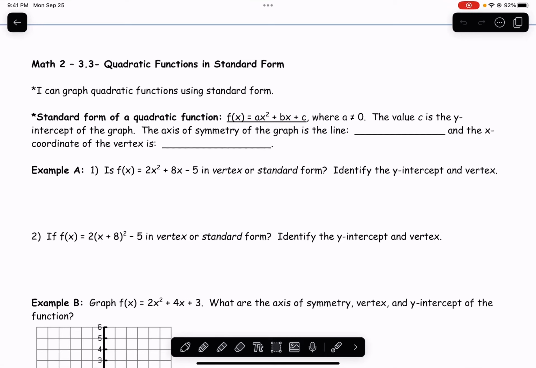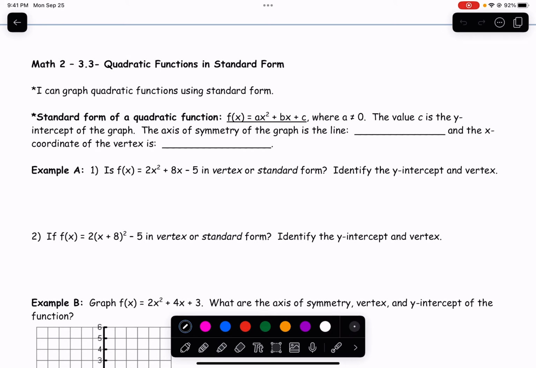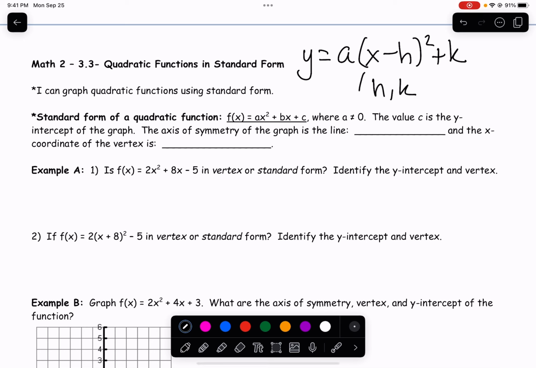Hi, Math 2 students. So far, we've been doing a lot of work with the vertex form of a quadratic. To refresh your memory, the vertex form of a quadratic is in the form y equals a times (x minus h) squared plus k, where we know that the vertex is (h, k). Or in other words, you switch the sign of this guy, keep the sign of this guy for your vertex, okay? Now, we are going to be learning about something called standard form.